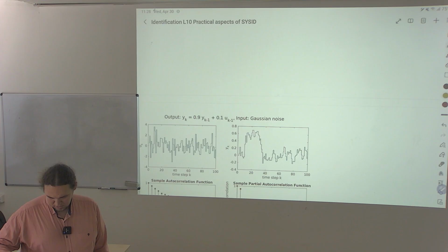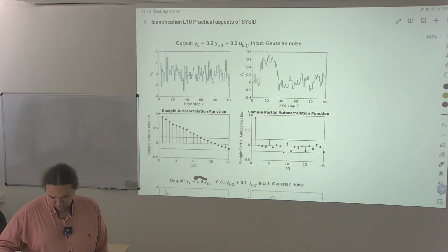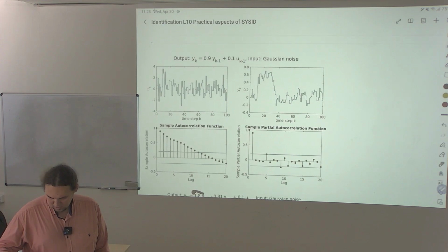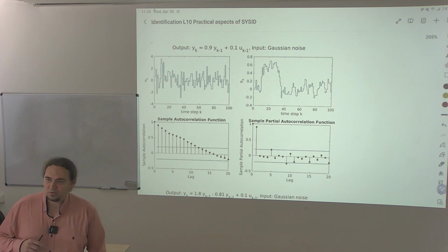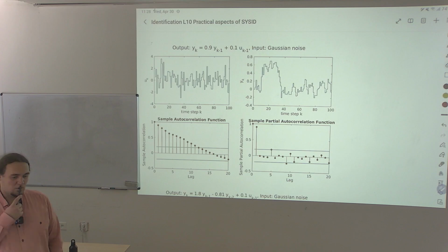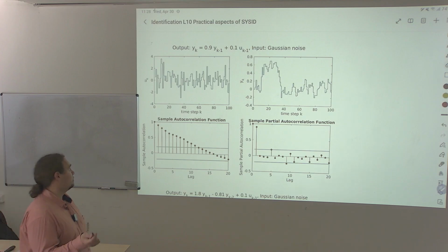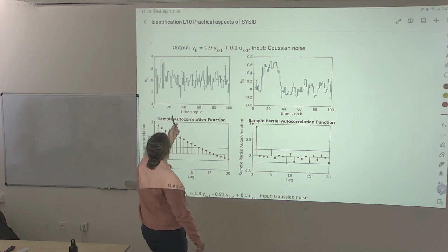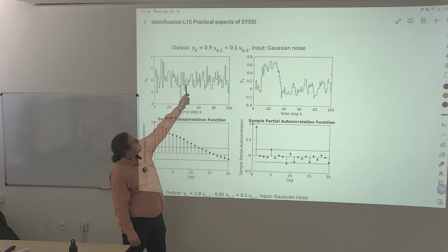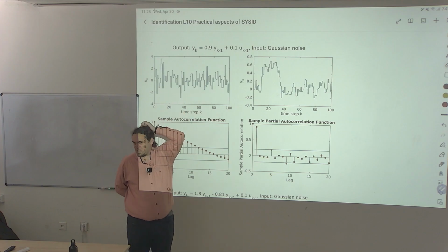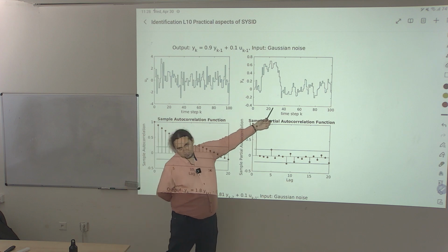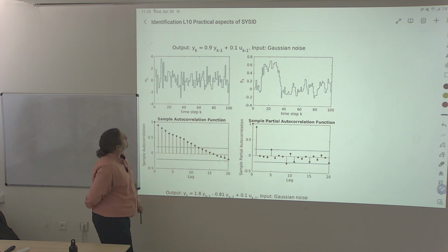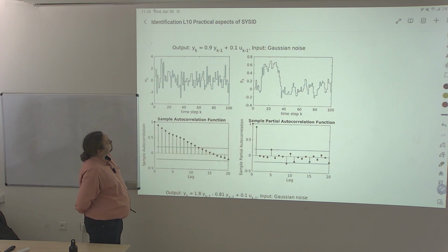Let's get to this example. So now we change our model. Our input is still the same, but our model is now an ARX model of first order. This would be the behavior of the output.